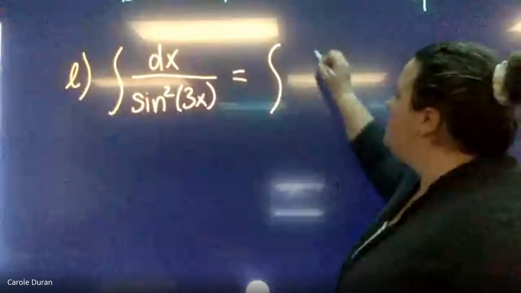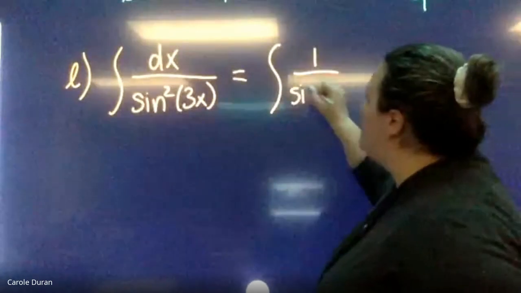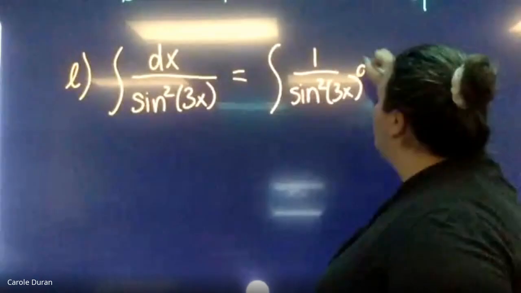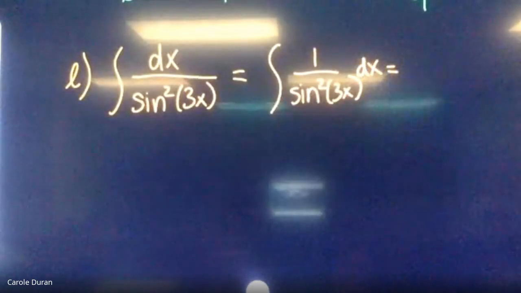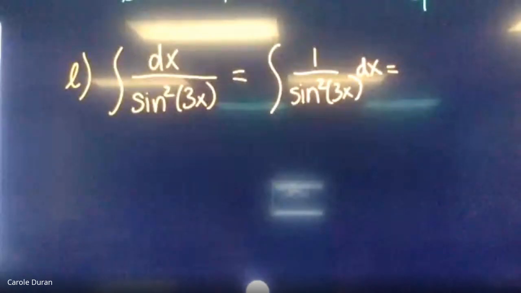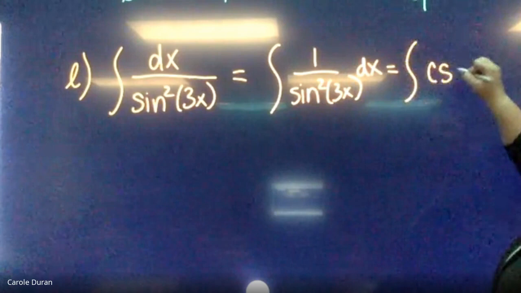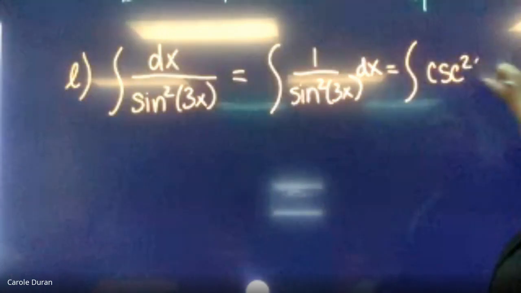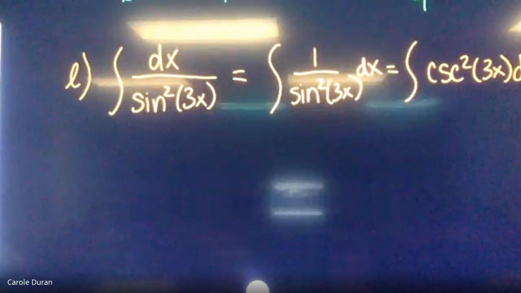Okay, so what I would like to do is separate that dx from the top, because I want you to use a reciprocal identity to simplify this more. So when I do that, I recognize that this is 1 over sine squared of 3x. What is 1 over sine equal to? Cosecant. So this is the same as the integral of cosecant squared 3x dx. And it allows me to anti-differentiate without using chain rule. So what's the antiderivative of cosecant squared?